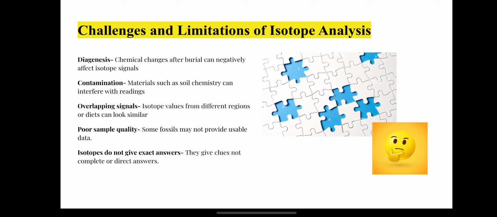Sometimes diets or regions can produce overlapping isotope signals. This makes it difficult to say for sure where someone lived or what exactly they ate. In cases like this, isotopes don't give a direct yes or no answer, but rather need to be interpreted alongside other evidence. Also, sample quality really matters. If a fossil is too degraded or poorly preserved, the isotope data might be damaged or ruined.